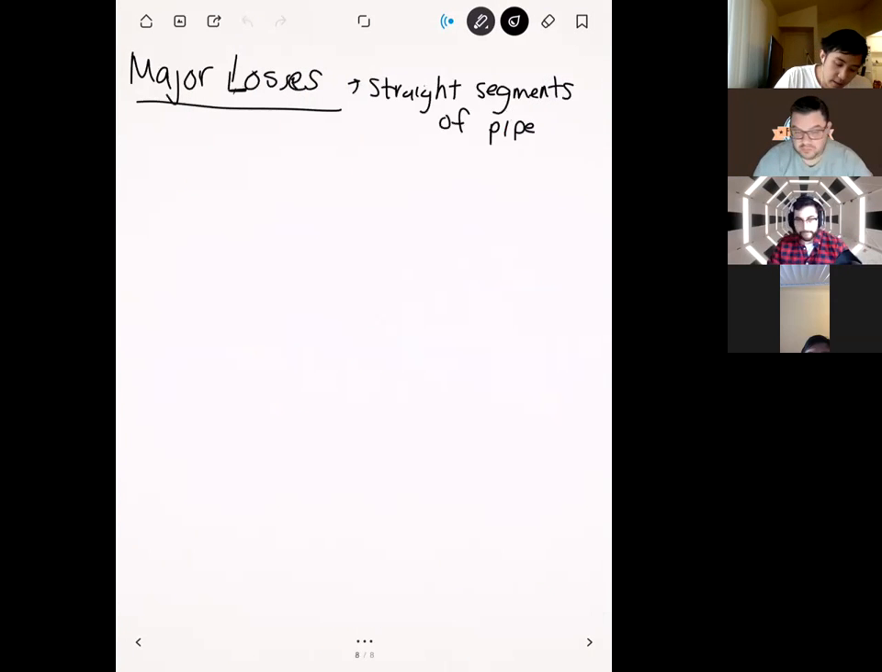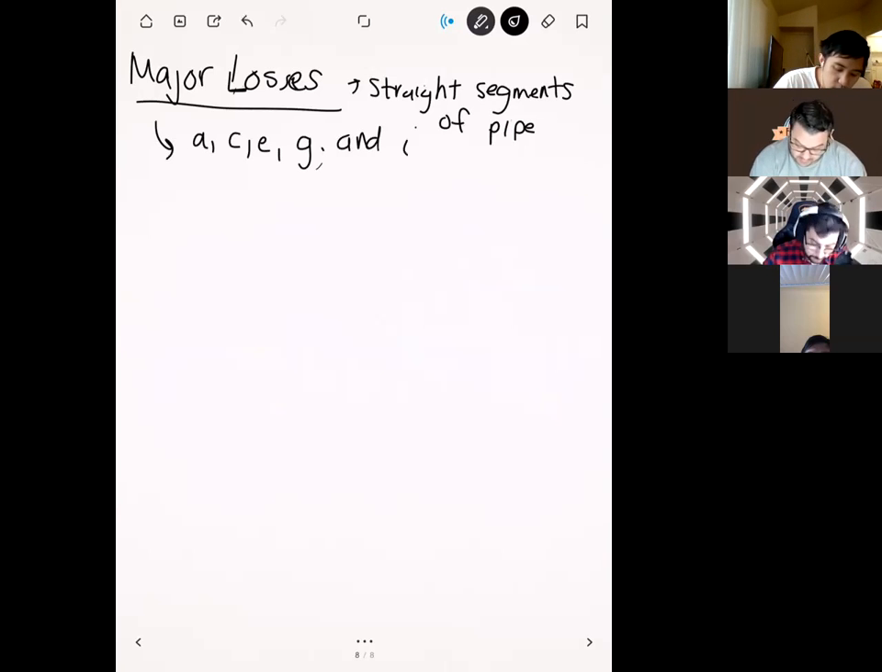Just write that down again. We have segments A, C, E, G, and I. One rule of thumb that you can use for major losses is to say, if this segment of pipe has some kind of length, then it's going to be associated with major losses.